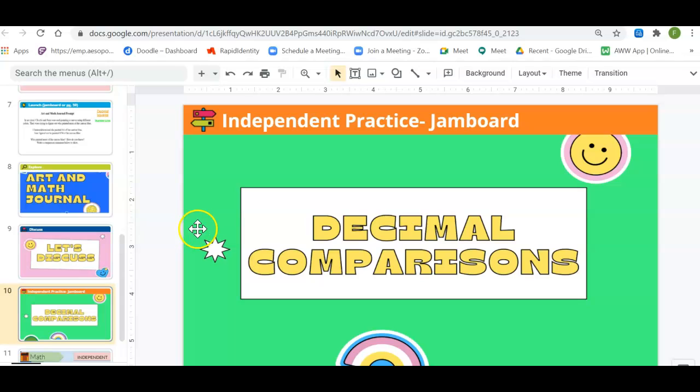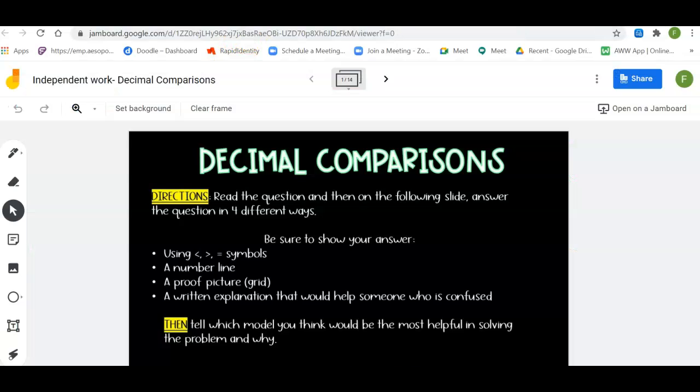All right, so on our next slide here, guys, is independent practice. This is also going to be on the Jamboard. And this one is going to have several problems on it. So let's go ahead and go to our independent day. This is what it looks like.